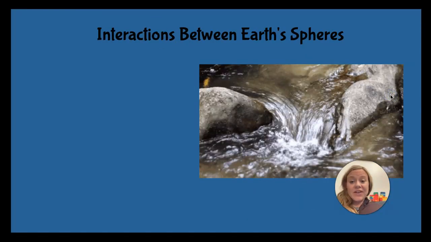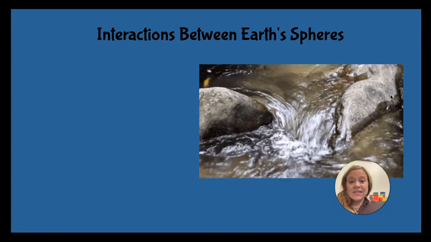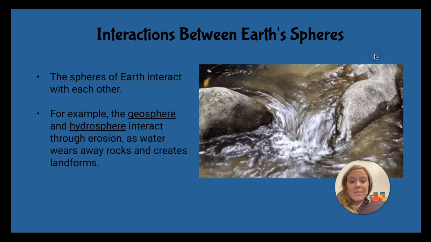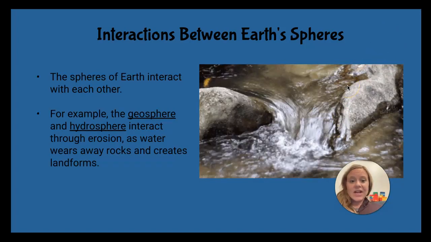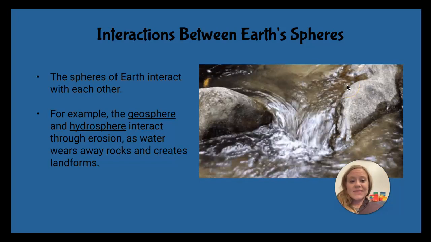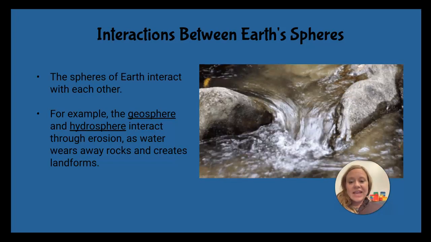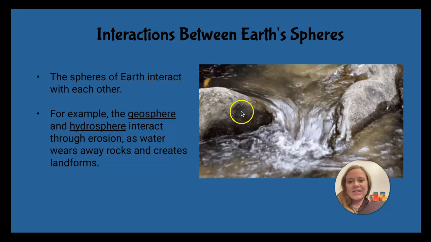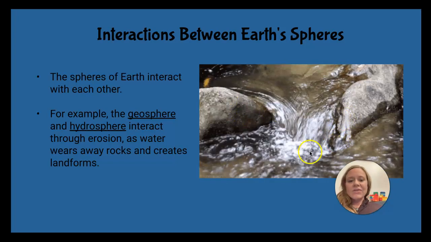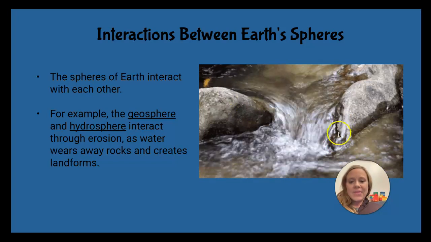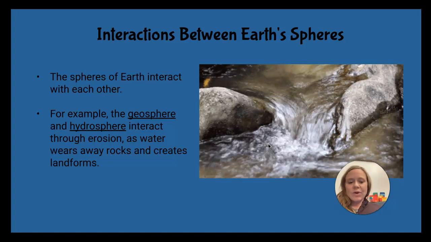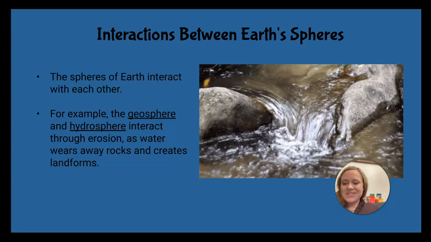So when our spheres interact, we have different outcomes that happen, and we observe that we may have some changes to our geosphere or our hydrosphere because of these interactions. For example, in this case, we have a small example of the water, the hydrosphere, interacting with the rocks, the geosphere, and over time, the water is going to wear away at these rocks and erode them, and we're going to see different landforms, or on a larger scale, a much larger landform.